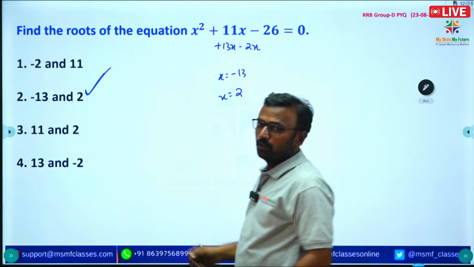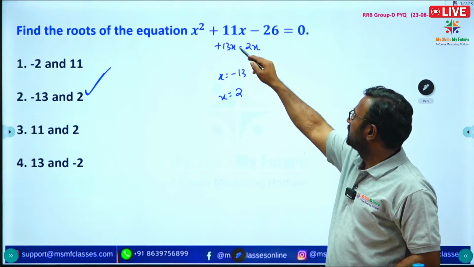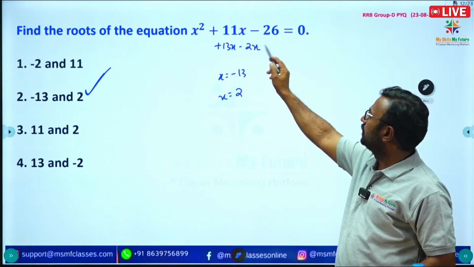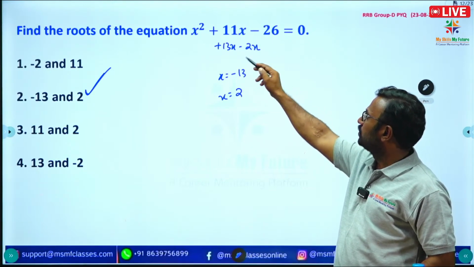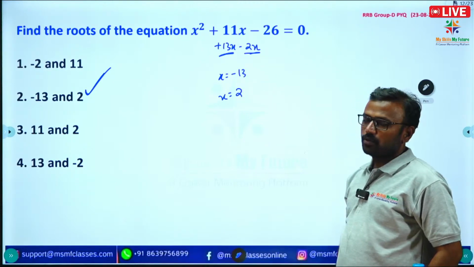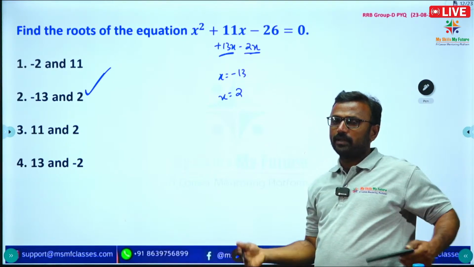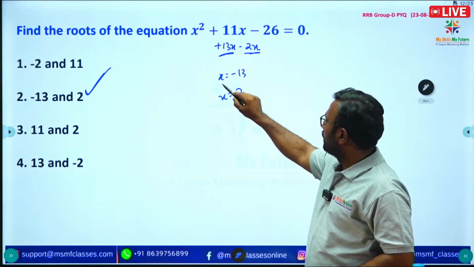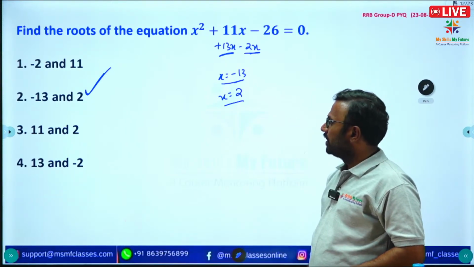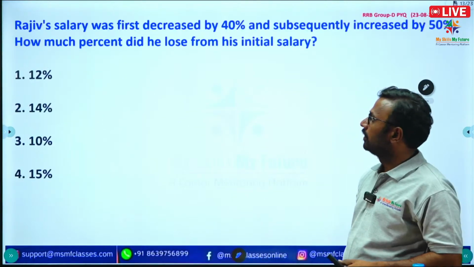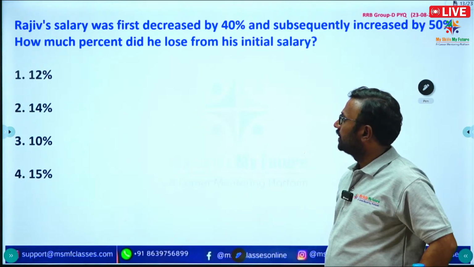No need to do the long method, just split the value 11x according to 1 into 26, 13 into 2 is 26. I am writing plus 13x minus 2x. So, alpha is equal to minus 13, beta is equal to 2. We can write directly seeing the option, we can click the correct answer. Okay, right.